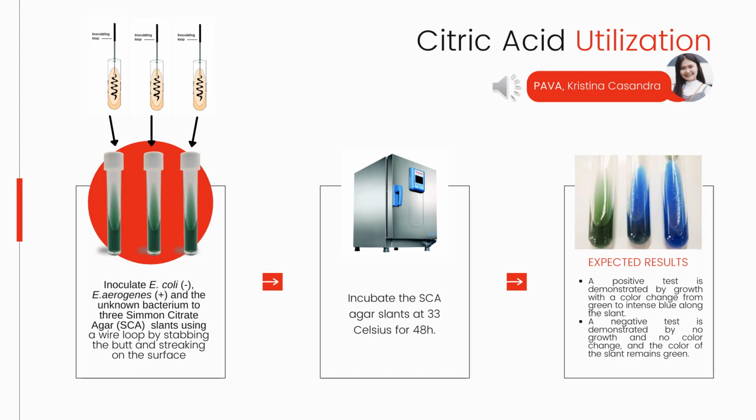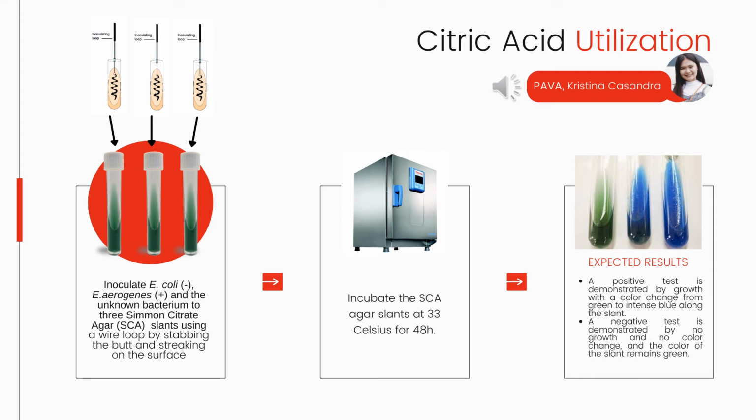So, the procedure for this test includes inoculating an E. coli, which is a gram-negative bacterium, Enterobacter aerogenes, which is a gram-positive bacterium, and the unknown bacterium to the three Simmons citrate agar slants using a wire loop by stabbing the butt and streaking on the surface. Next, the Simmons citrate agar will be incubated at 33 degrees Celsius for 48 hours.